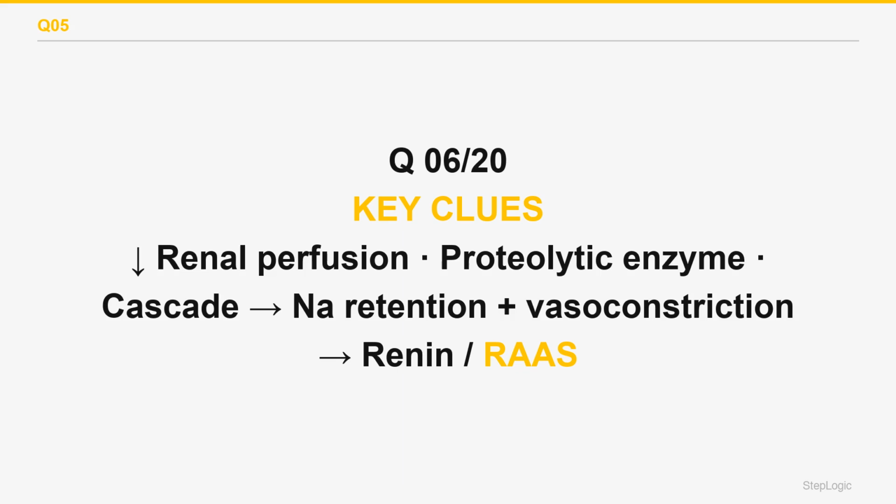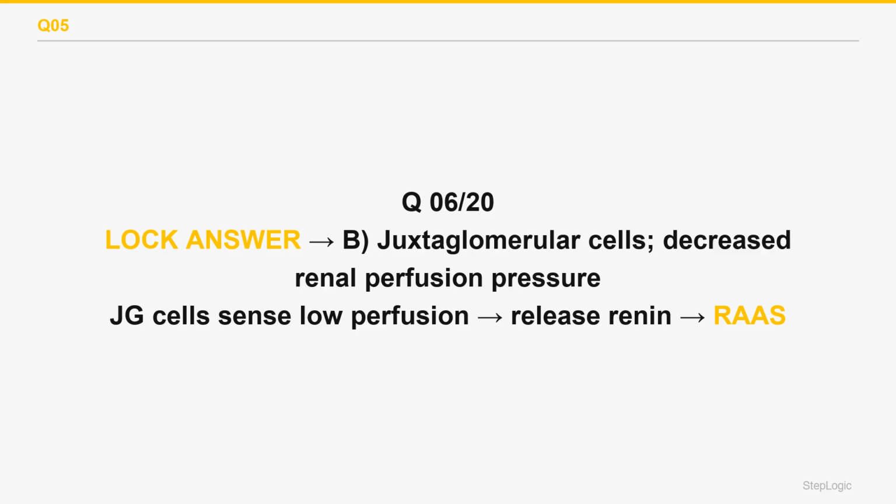Renin cleaves angiotensinogen to angiotensin 1, which ACE converts to angiotensin 2. Angiotensin 2 causes vasoconstriction, stimulates aldosterone, sodium reabsorption, and increases ADH and thirst, all raising blood pressure and volume. The three triggers for renin release are decreased renal perfusion, the JG cells, decreased sodium delivery to the macula densa, and increased sympathetic tone via beta-1 receptors.